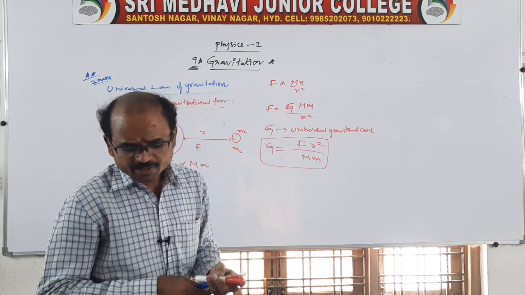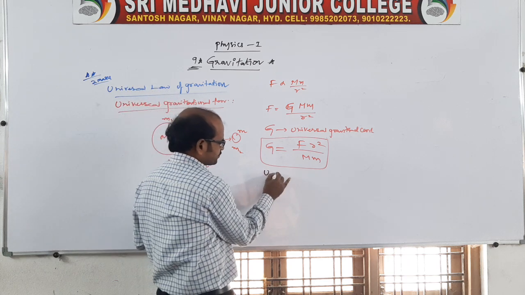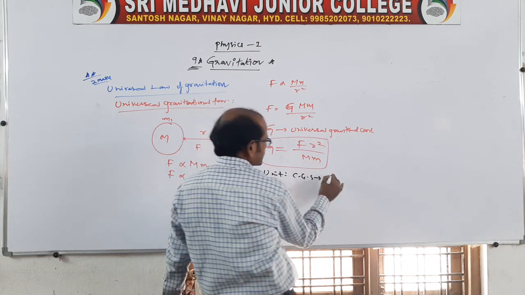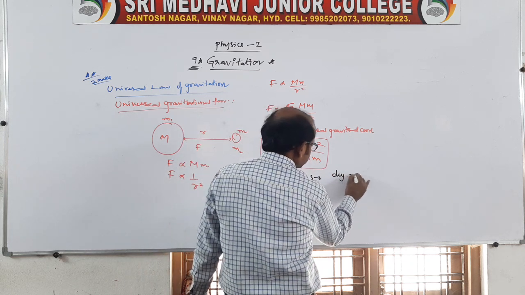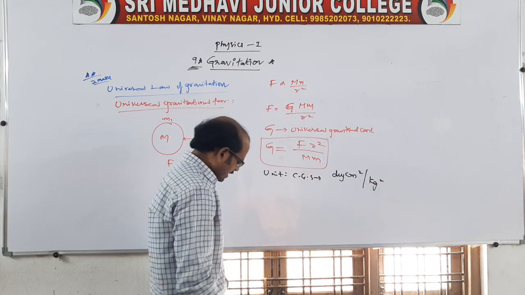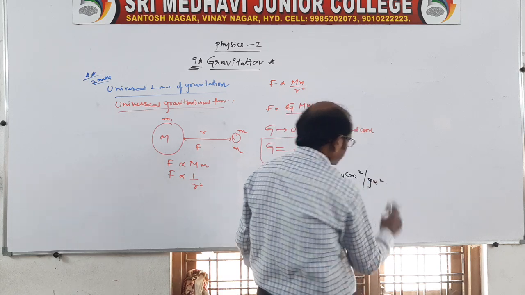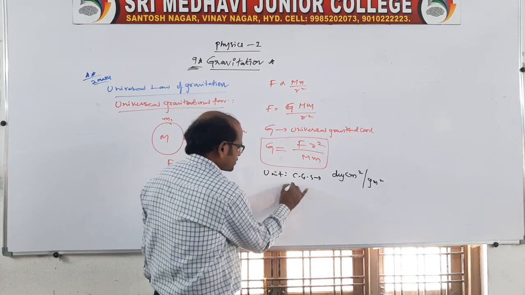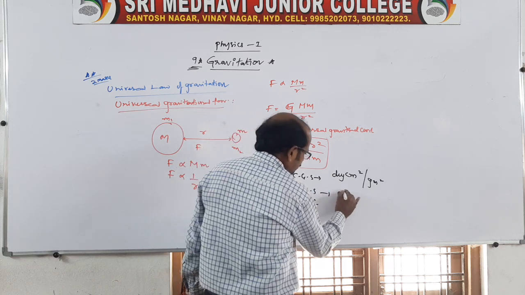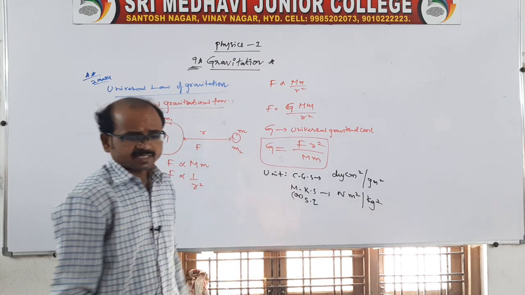And here you should write the dimensional formula as well as units also. So first write the units. In the CGS system, for the universal gravitational constant, it is dyne centimeter square by gram square, because in CGS it is measured in grams. In case of the MKS or SI system, we can say Newton meter square per kg square. It is for the universal gravitational constant.